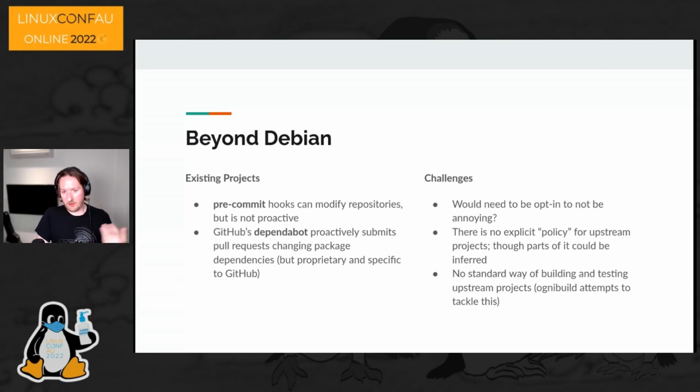And there's some unique challenges if we start doing this outside of Debian, such as which projects will we do it for? What are the standards that we should try and aim for? And how actually do we build a random upstream project that we find somewhere on GitHub?